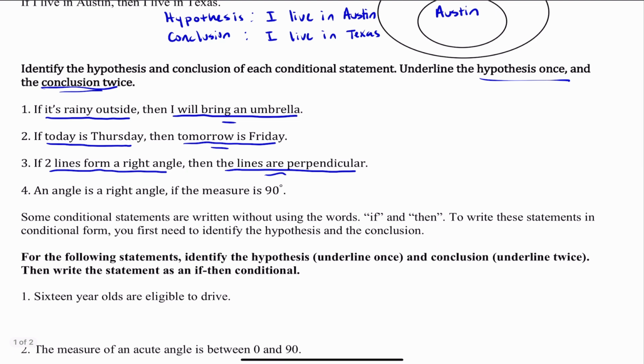Number 4, an angle is a right angle if the measure is 90 degrees. The structure is different from the previous questions. An angle is a right angle if the measure is 90 degrees. Again, the stuff after the word if will be our hypothesis, which I will underline once, and this will be our then. Even though it doesn't say then, it implies that this is the case. So this will be our then, even though it is written before the word if.